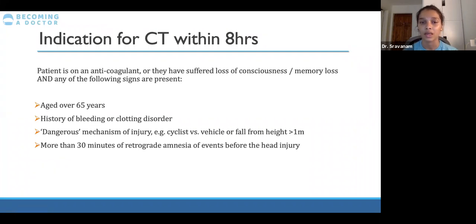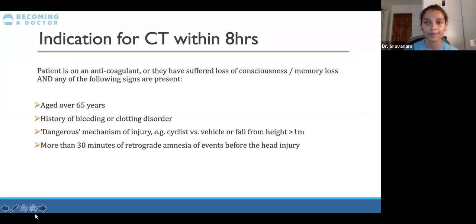This is something like an RTA, not like a head-on collision. That would probably be a 1 hour CT, but a cyclist versus a vehicle, something like that, and more than 30 minutes of retrograde amnesia of events before the head injury. So any of these, you're less worried than the 1 hour indications, but you are still worried and you want to get them in within the 8-hour window.